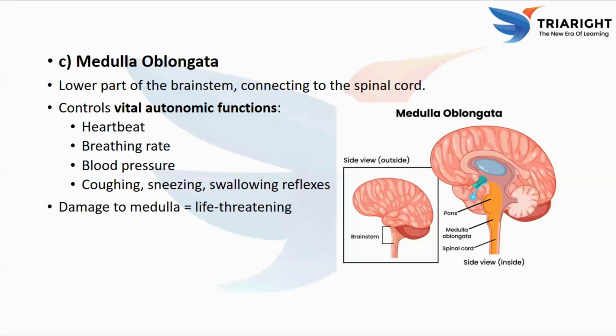Because it regulates the essential life functions, damage to the medulla is life-threatening. Even a small injury here can stop the breathing or heart function. So the medulla oblongata is the life support center of the brain. This is what keeps your heart beating and lungs breathing without you even thinking about it. So you have to be careful about the medulla oblongata.